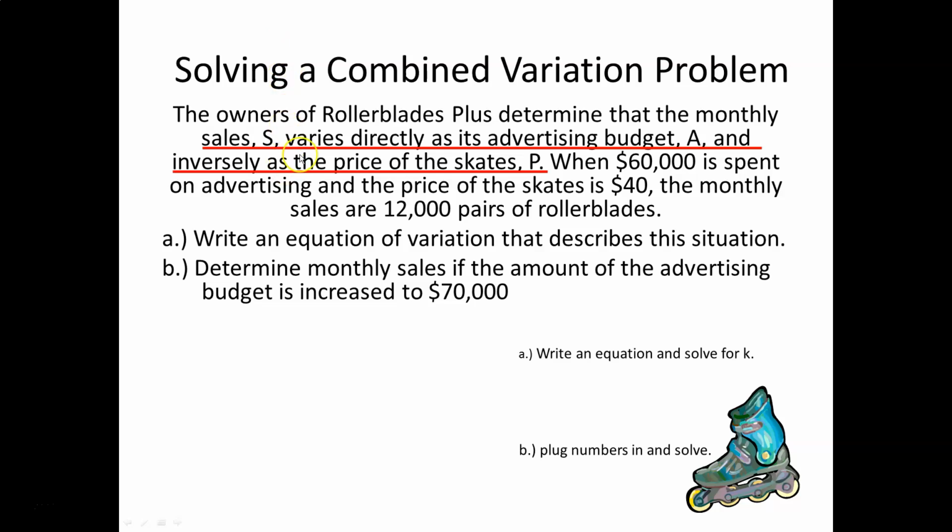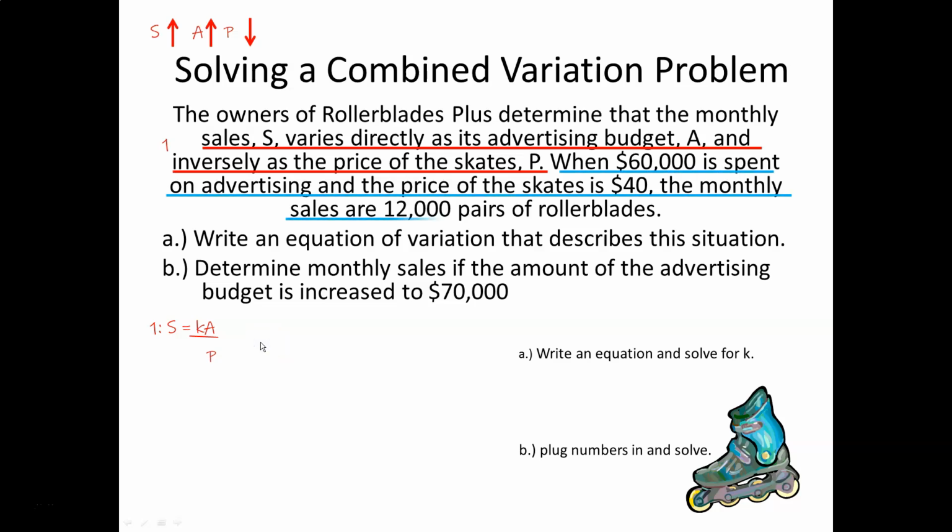We have S varies directly as its advertising budget A. So that means S is going up, A is going up, because when it varies directly, they go the same direction, and inversely as the price of the skate. So P is going down. So this is part 1. Step 1 of our process is to write the formula. So S equals K times A, because A is going up, these two are on the up, and divide by P, because P is inverse, so it's going down.